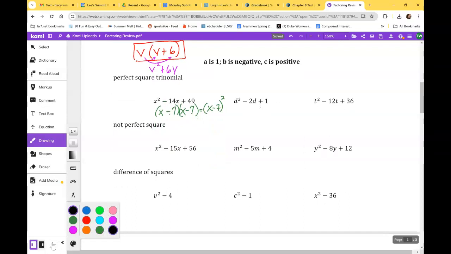Here, I have not a perfect square, so I'm going to need 2 parentheses. And I have x at the beginning. And this time I need numbers that multiply to 56 and add to be negative 15. Now, since my c is positive, that means I need 2 negative numbers in order to add to a negative number and multiply to a positive number.